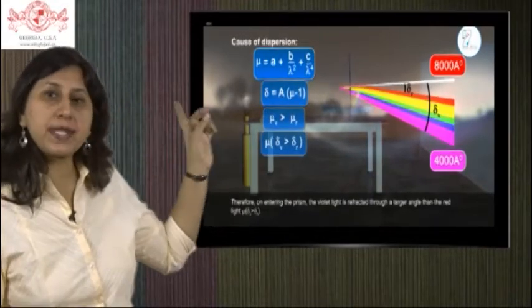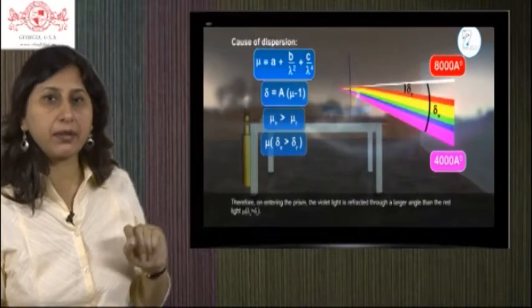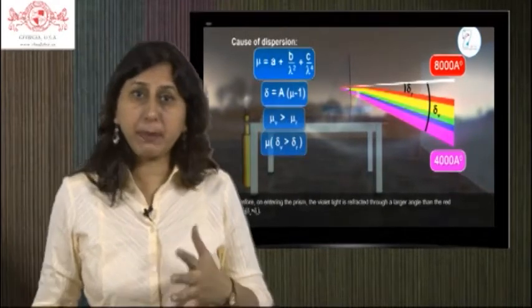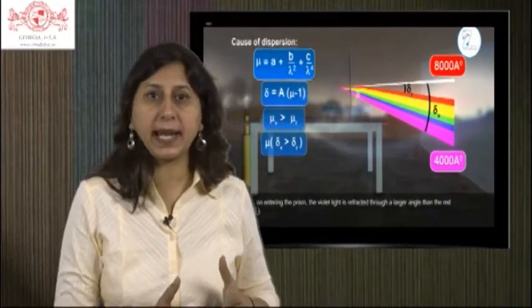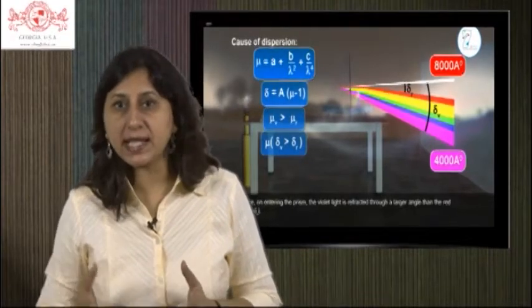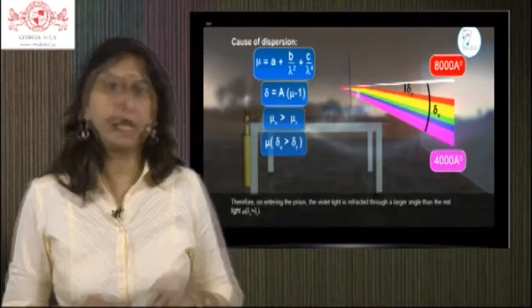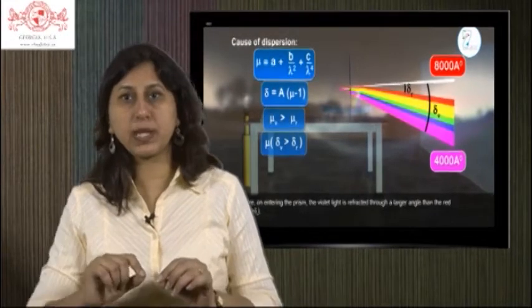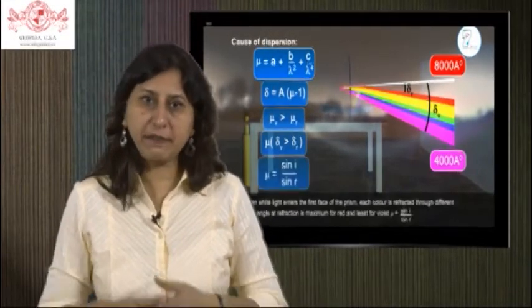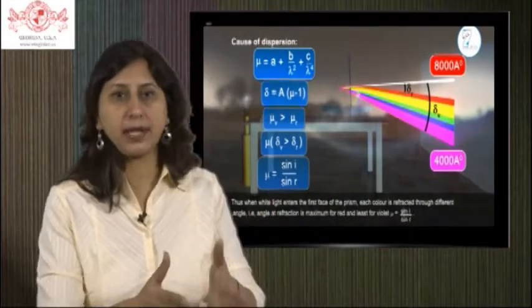Mu equal to sin i by sin r. As a result, dispersion or splitting of white light takes place on the second surface of the prism and the colors are separated. Each color is deviated towards the base of the prism. The violet is deviated the most and the red the least.